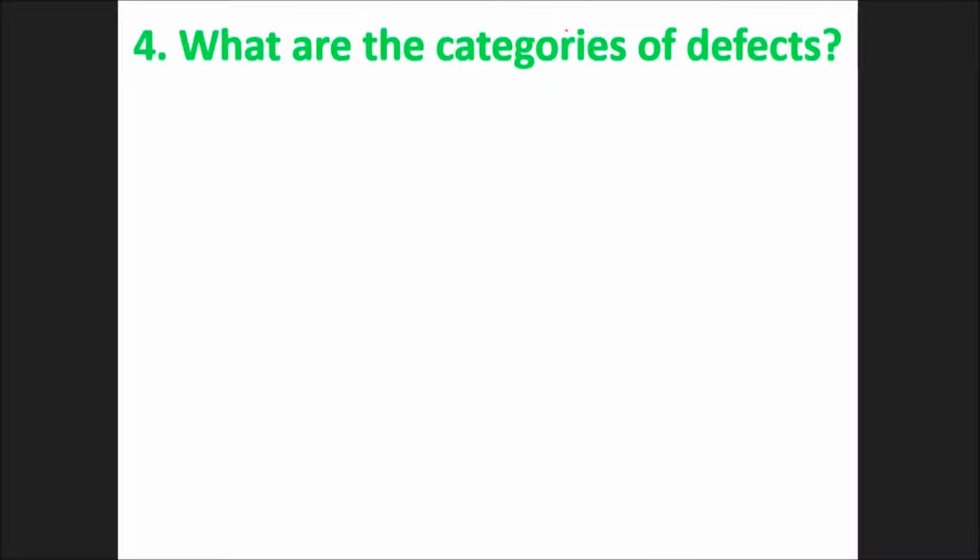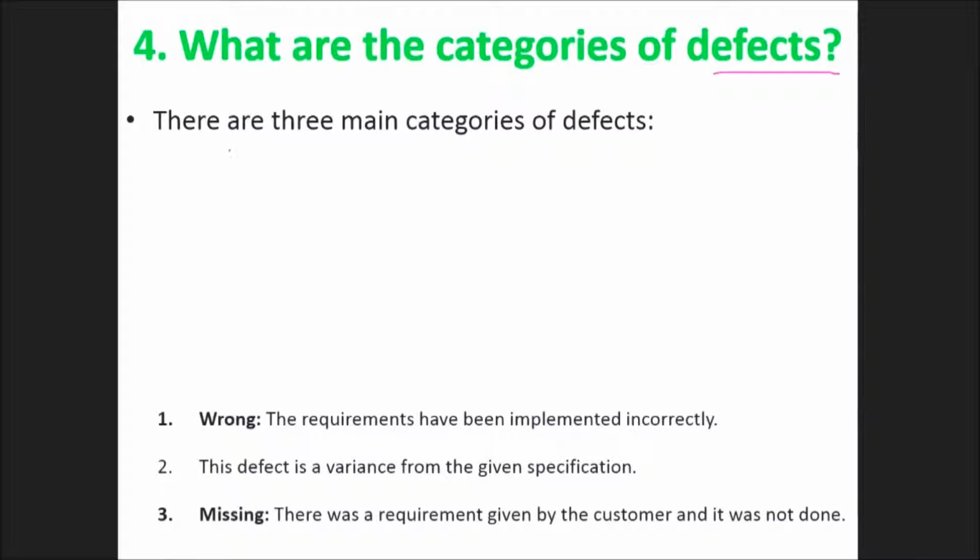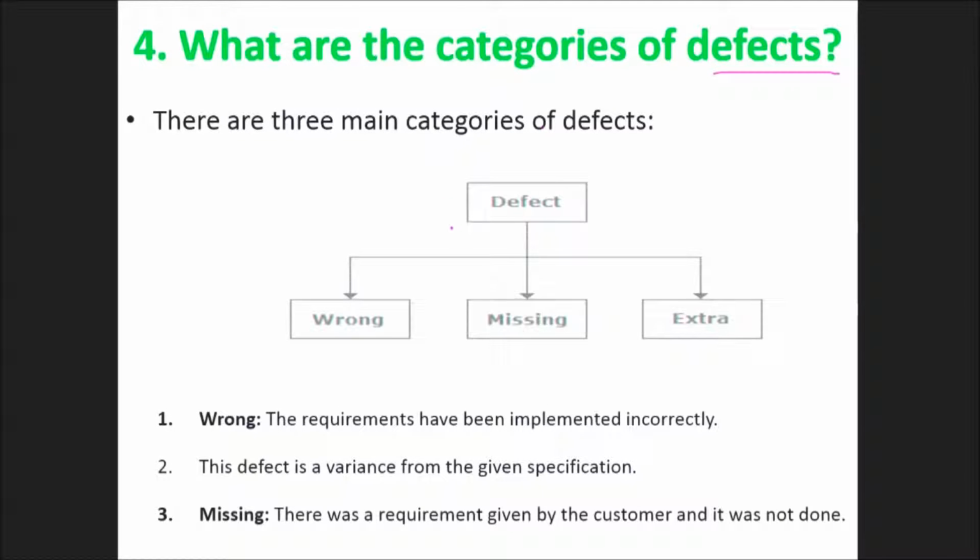What are the categories of defects? Defects are very important as far as testing is concerned. So you may be asked, what are the categories of defects? There are 3 main categories of defects: wrong, missing or extra. Those things which are extra may also be termed as defects. Wrong means the requirement has been implemented incorrectly. The defect is actually the variance from the given specification or requirement.